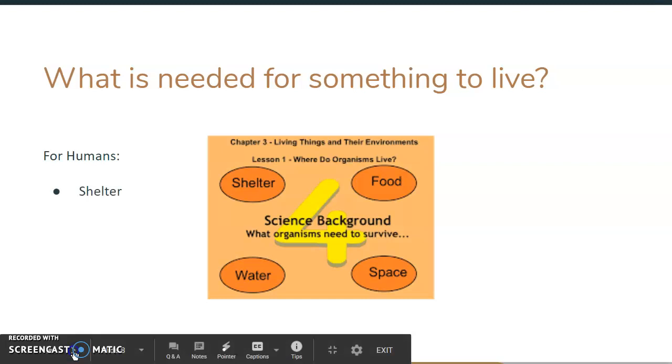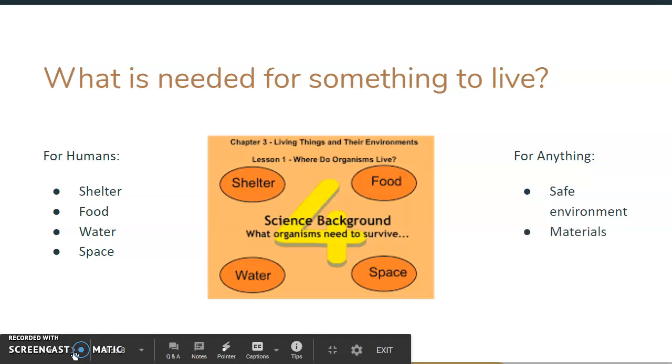We need shelter. If we're left out in the heat for our whole lives, we will get dehydrated and possibly die. We need food, otherwise we will starve. We need water, otherwise we will become dehydrated. We need a lot of water, actually, and we need some space to live. If we have no space to live, then we're just kind of nowhere. So for anything, more generally, shelter becomes just a safe environment. We need materials as food. Not everything uses the same kind of food we do, so we just need some materials. Energy, and of course water.